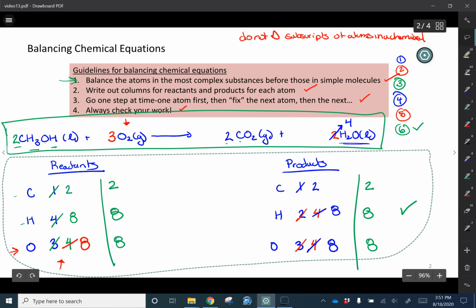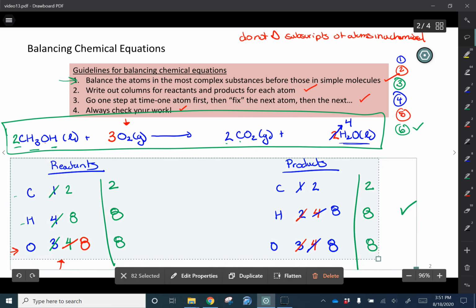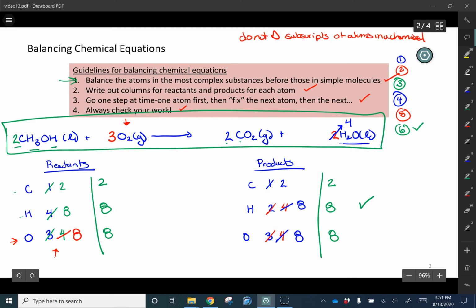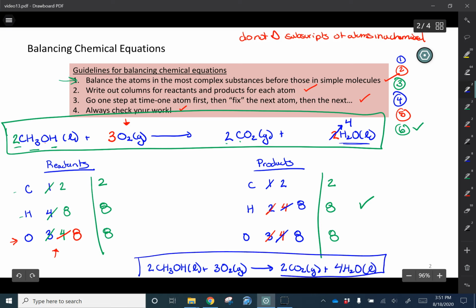Because I took up so much space, let's just make this a little bit smaller. There we go. And we can rewrite our whole equation: 2CH3OH liquid plus 3O2 gas goes to 2CO2 gas plus 4H2O liquid. There it is, our balanced equation.